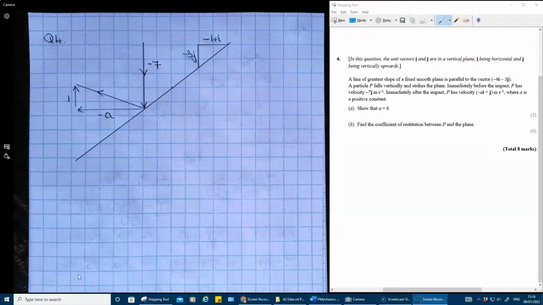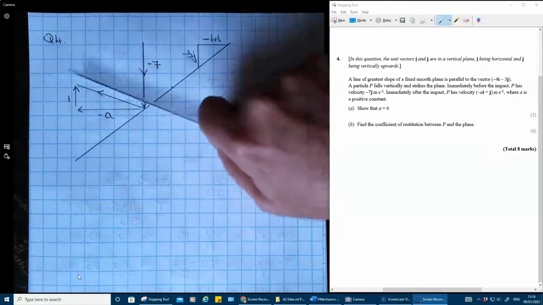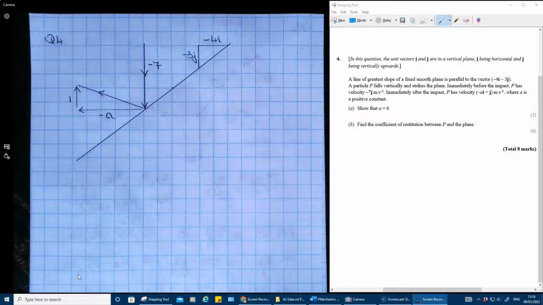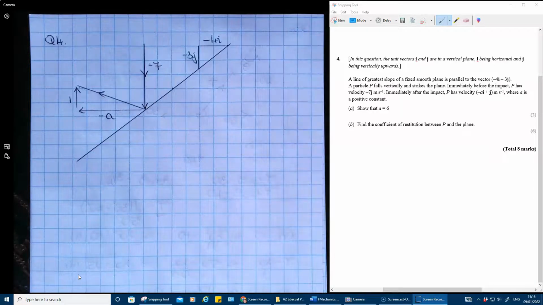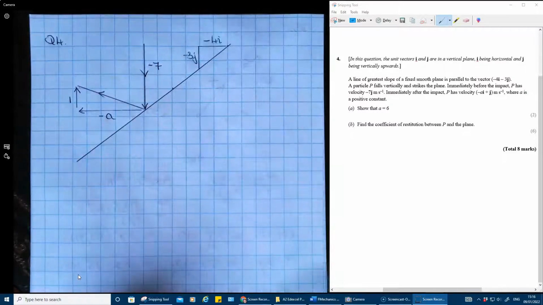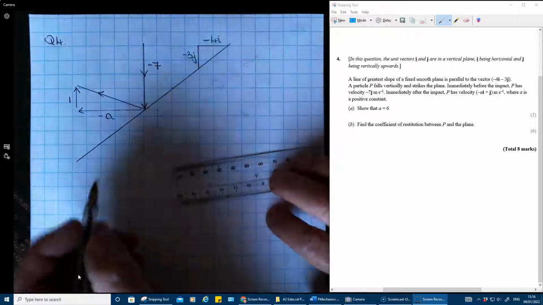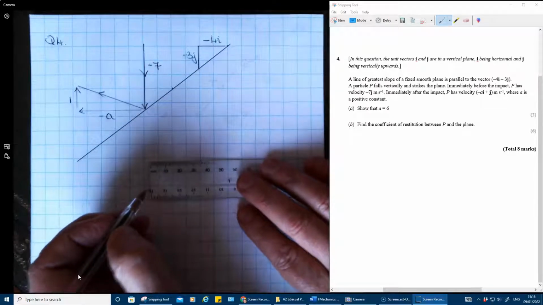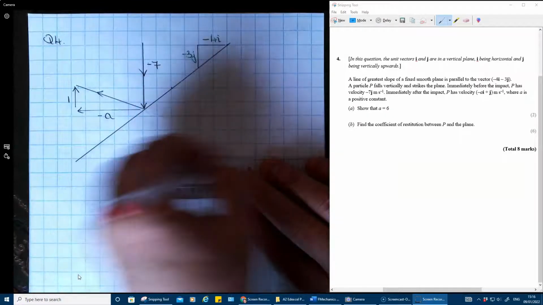Okay, so we've got an object being dropped, bounces off, and we know it goes in direction minus A1, but we don't know anything about A. We've got to show it equals 6. And we use a dot product here, which is the first time this has cropped up. Now we know the direction of the slope, so if we think about it, let's just do another option here.